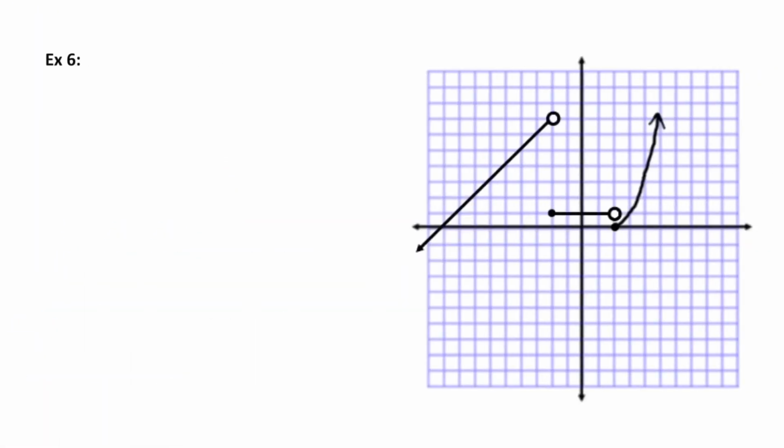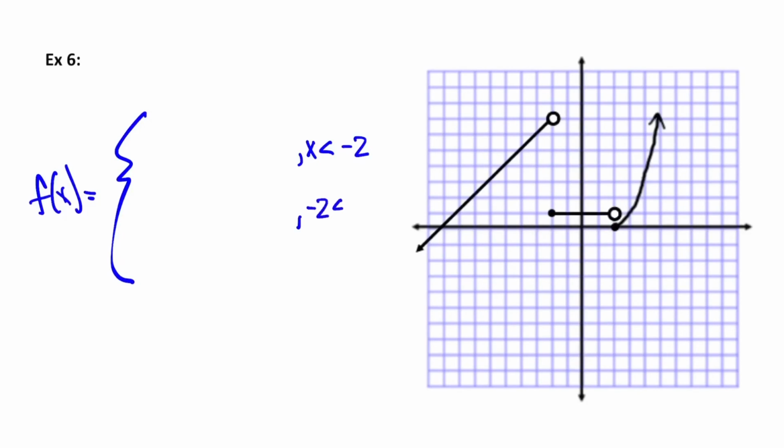And the last one. Yes, last one. All right, 3 pieces again. F of x equals, and let's see here, looks like -2. So I've got less than -2 as that piece of the domain. x is less than -2. I've got between -2 and 2, closed circle here, open circle there. So that interval is going to be -2 is less than or equal to x is less than 2.